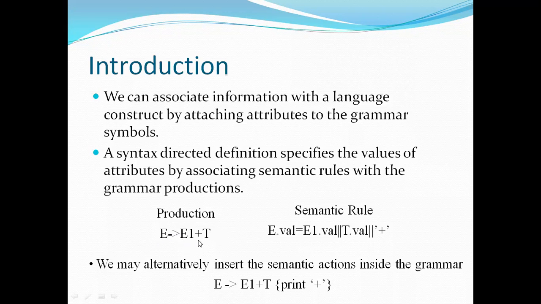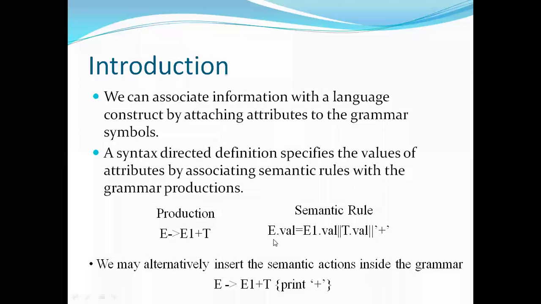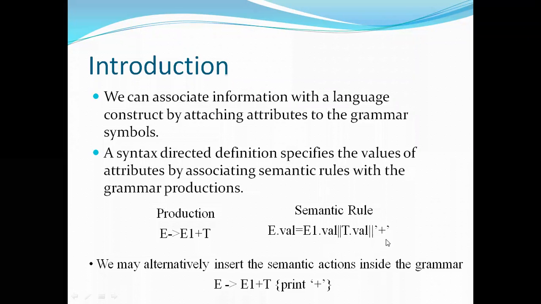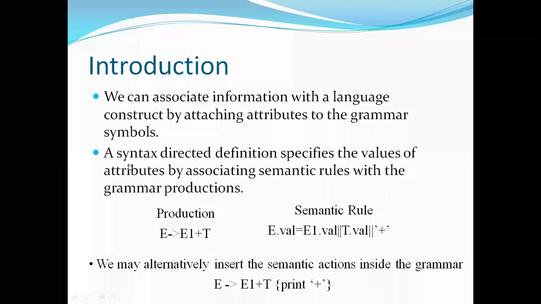So for the production E produces E1 plus T, we use the semantic rule E dot value equals E1 dot value plus T dot value. We are specifying the plus at the end. This is one specification of a semantic rule, and the alternative is to use a semantic action, where we use the plus in between. That is the syntax directed definition.